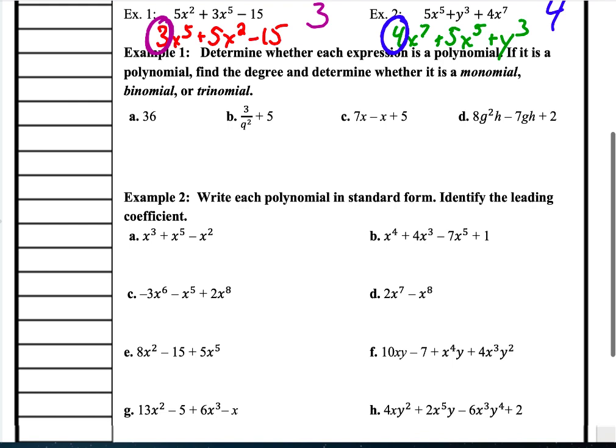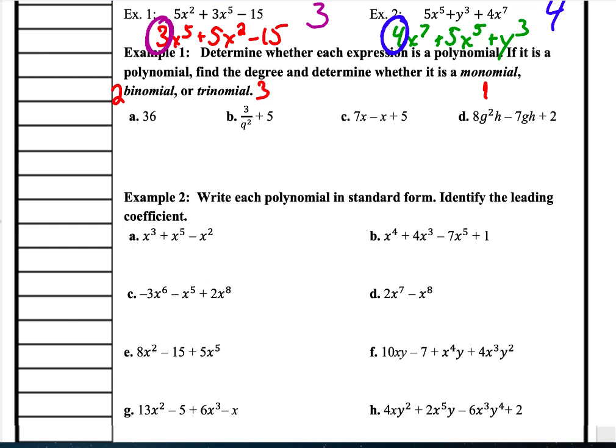All right, so the next one says, determine if each one is a polynomial. If it is, find its degree. Remember, the exponent of the largest term, or the sum of the exponents in the largest term, and then decide whether it's a monomial, meaning 1, a binomial 2, or trinomial 3.